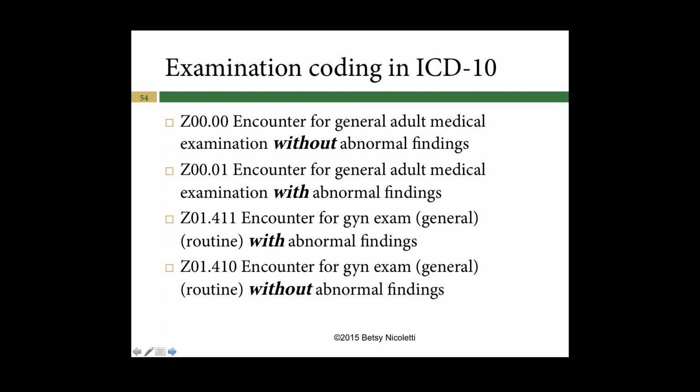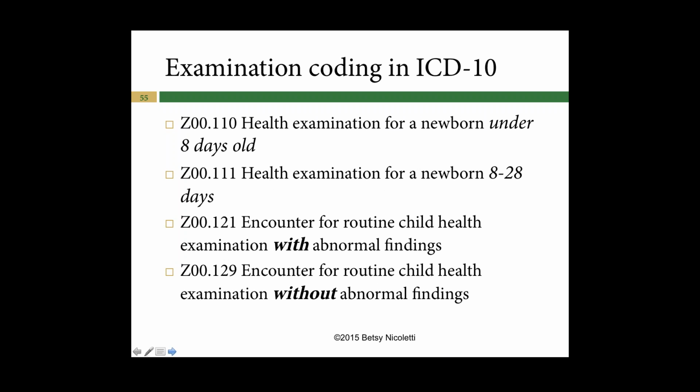So here we have a general adult medical examination with and without abnormal findings. Z00.00, encounter for a general adult medical examination without abnormal findings. But if there's a breast lump or it looks like the ovary might be bloating or something, then Z00.01, encounter for general medical examination with abnormal findings. We've got that same thing for GYN, a general GYN exam with abnormal findings or without abnormal findings.